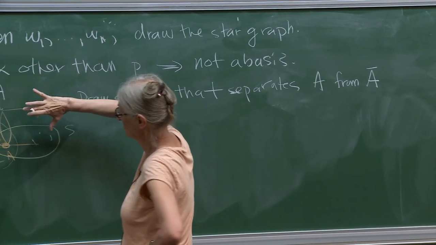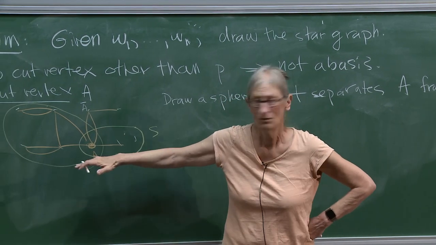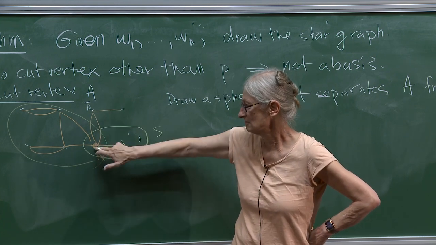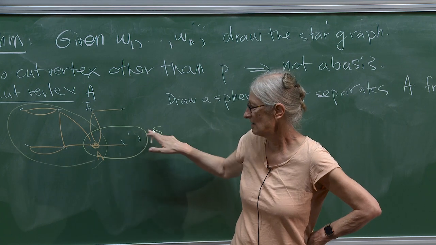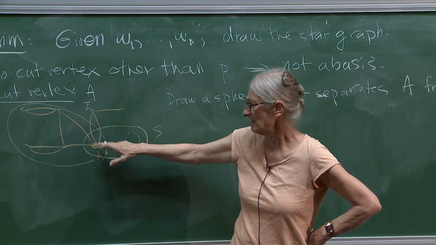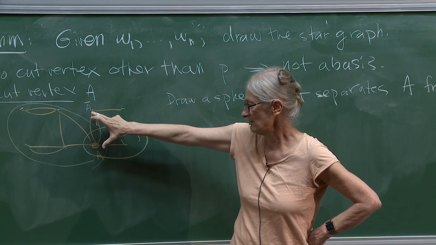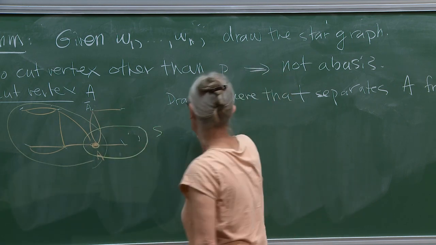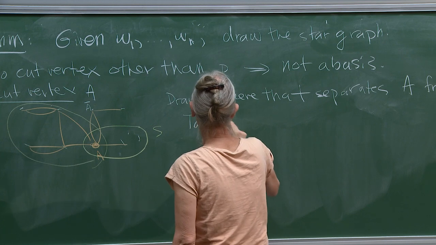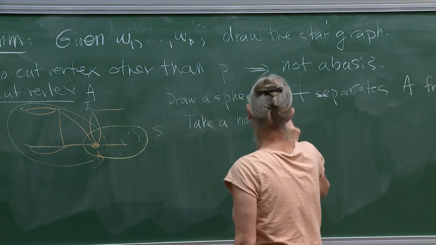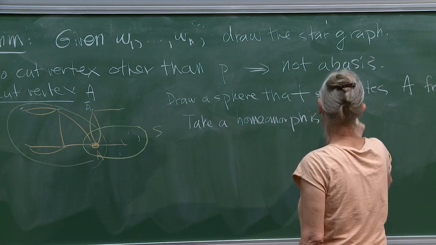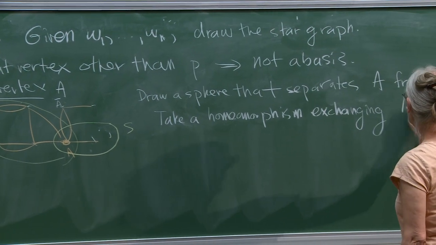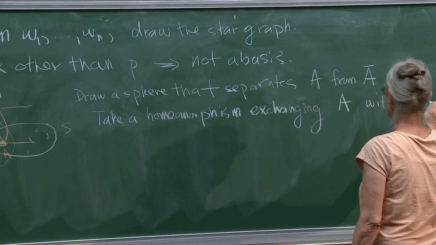And now, this is like the picture I had where I wanted to model the row IJ. I had an AI and an AJ, and then I took a sphere that separated AI from AI inverse, AI from its opposite sphere. And then what did I do? I exchanged those two spheres. So take a homeomorphism exchanging A with S.